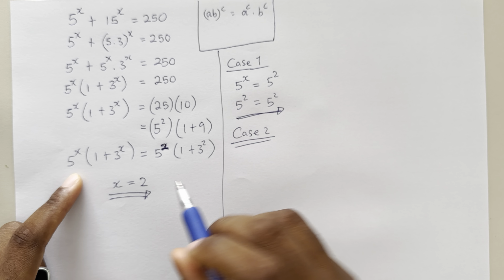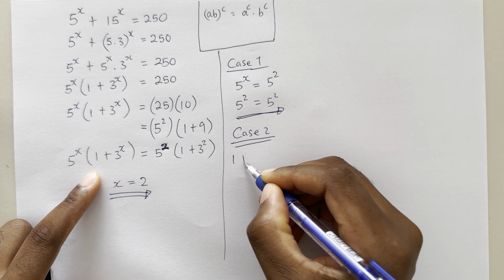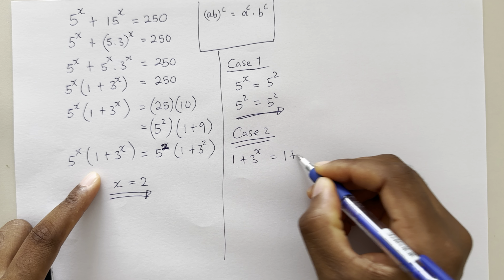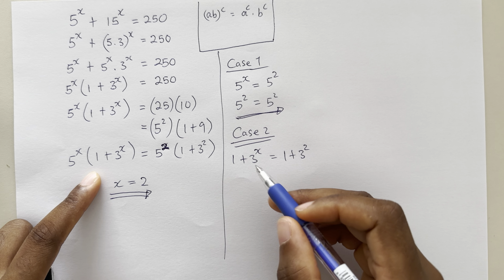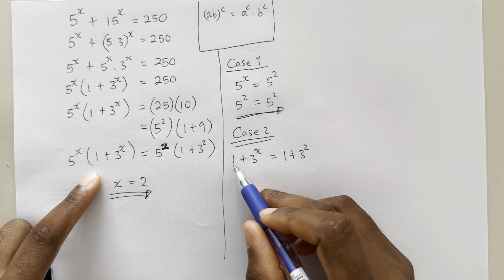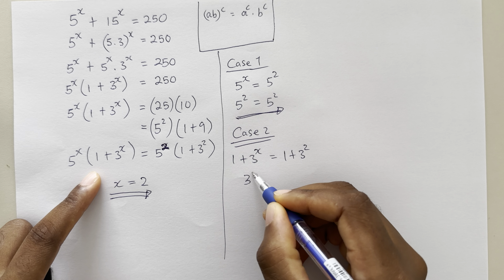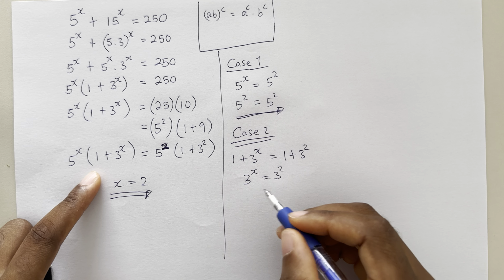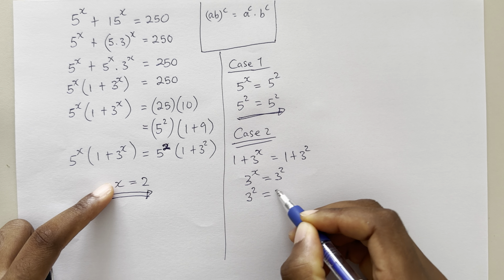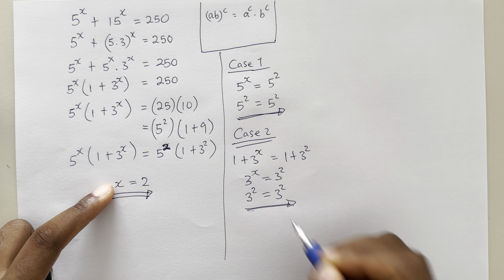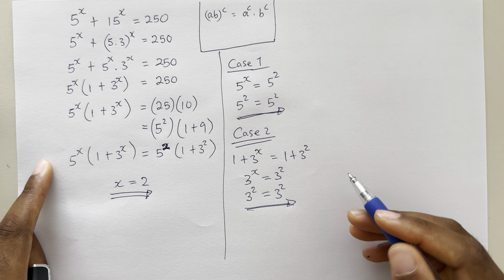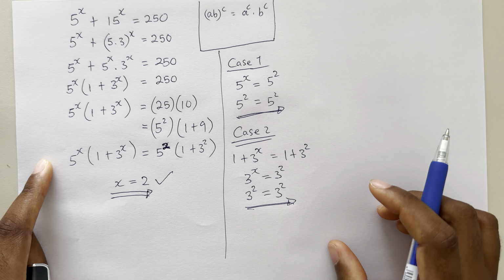Case number 2, we are going to say 1 plus 3 to the power of x is equal to this one right here, which is 1 plus 3 to the power of 2. Now, if I take this one to the other side, it becomes negative. So 1 minus 1 becomes 0. I would be left with 3 to the power of x is equal to 3 to the power of 2. And we said our x is equal to 2, so we are trying to prove that. So this becomes 3 to the power of 2 is equal to 3 to the power of 2, which is just the same. 9 is equal to 9. So hence our answer is x is equal to 2.